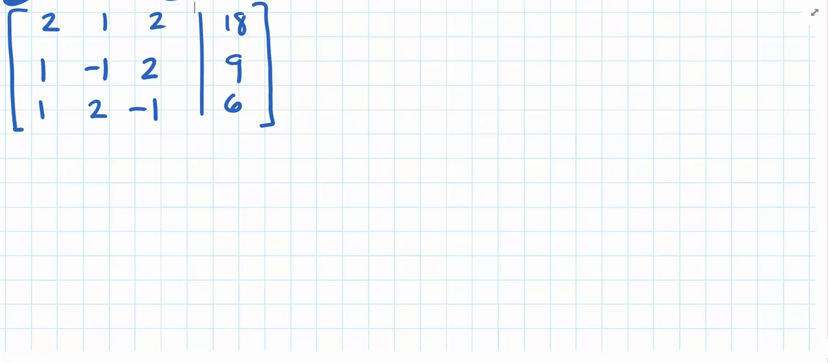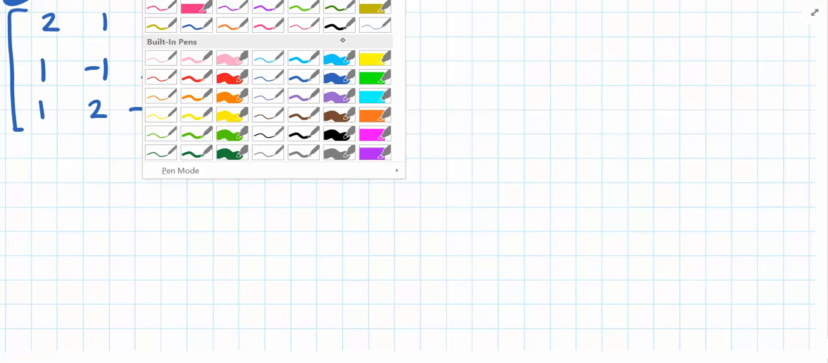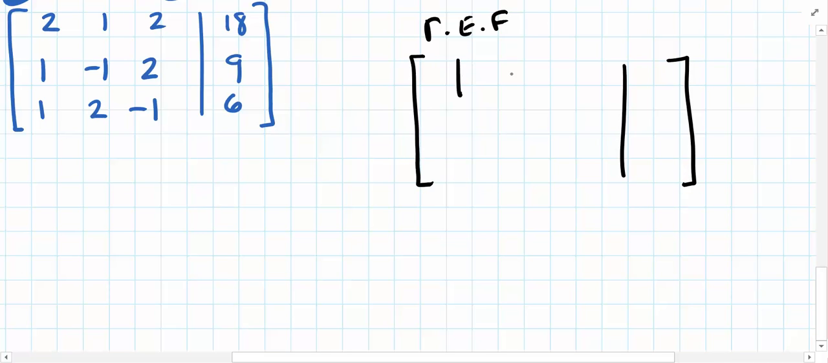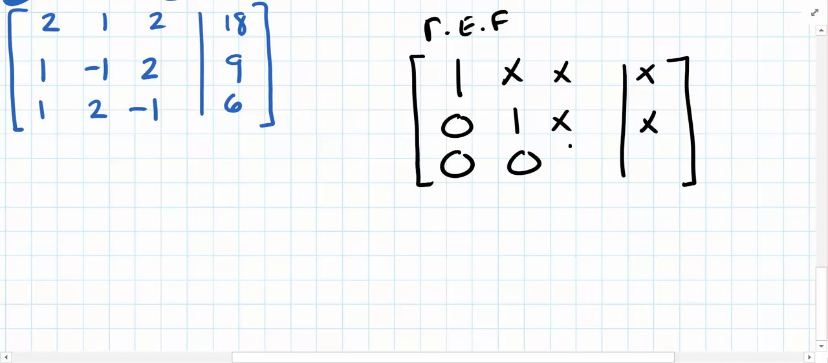Remember, Gauss, to put something into REF, reduced echelon or row echelon form, remember that our goal for our matrix is to look like this. We want a 1 here. We want something here, something here, something here. We want a 0 here, a 1 here, something here, something here. We want a 0 there, a 0 there, a 1 there, and then something there. Our goal is to make this look like this through those 3 row operations.